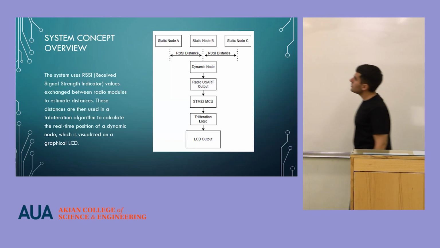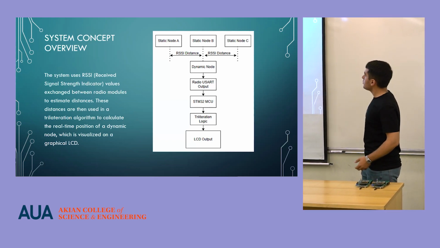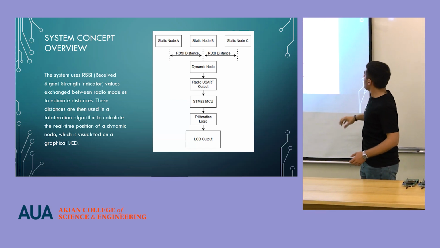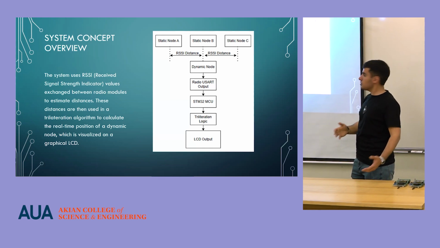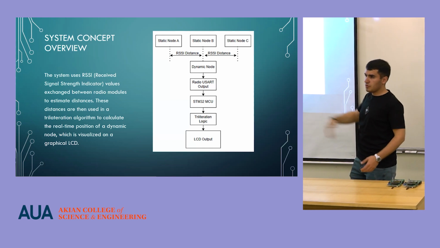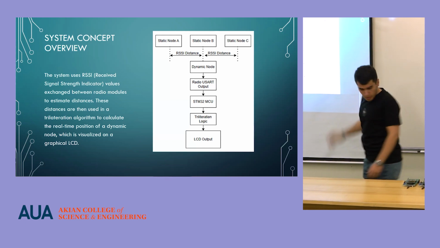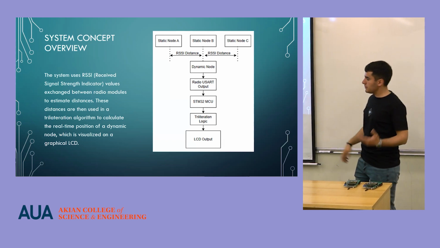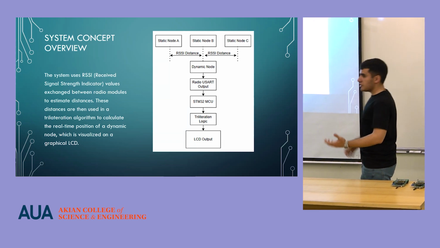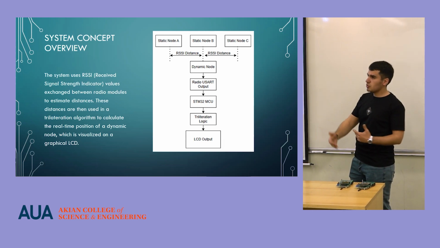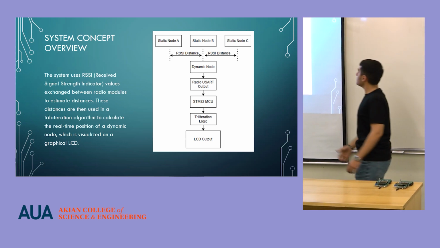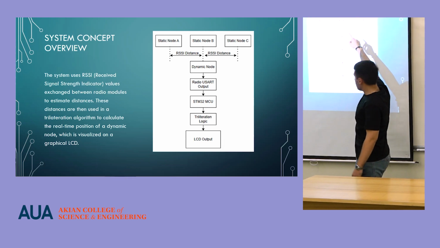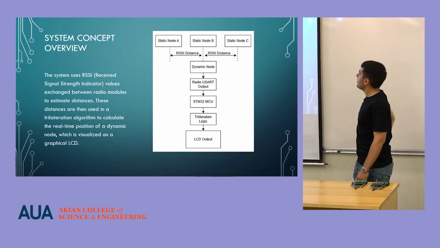Let me go over the working principle, how it works overall. This is one branch of the system. Here we have three static nodes, A, B, C, and one dynamic node. A static node doesn't change its position, but the dynamic node can go anywhere. With this radius, they transmit and receive RSSI data, received signal strength indicator. Based on the signal strength, they convert it to distance and measure the distance between the nodes. Each pair gives a node distance, and we can use it for our calculations.